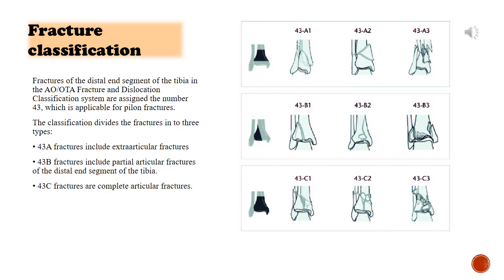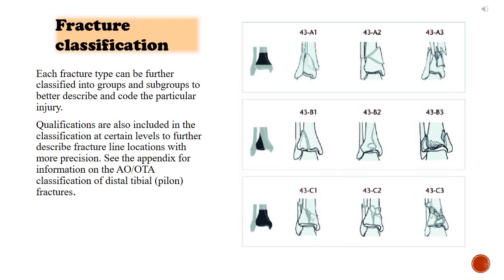43B fractures include partial articular fractures of the distal end segment of the tibia. 43C fractures are complete articular fractures. Each fracture type can be further classified into groups and subgroups to better describe and code the particular injury. Qualifications are also included in the classification at certain levels to further describe fracture line locations with more precision. See the appendix for information on the AO/OTA classification of distal tibial pilon fractures.